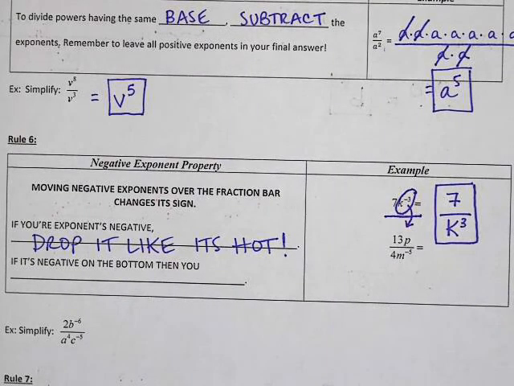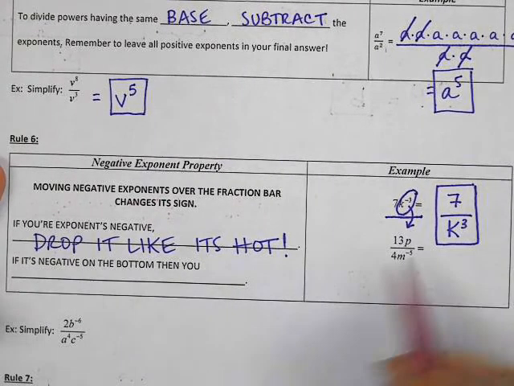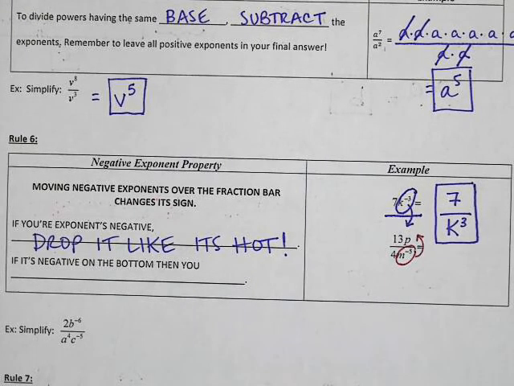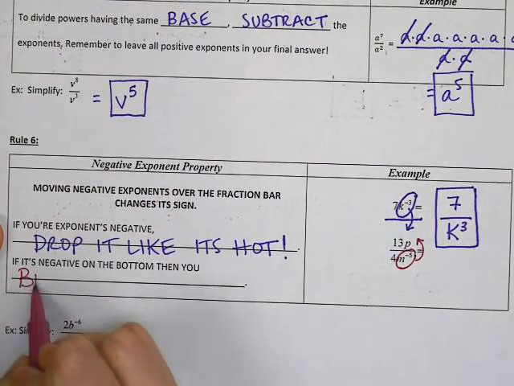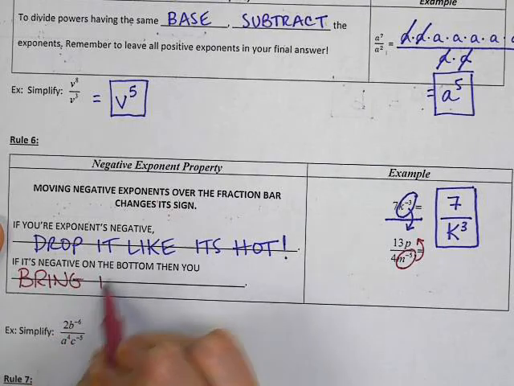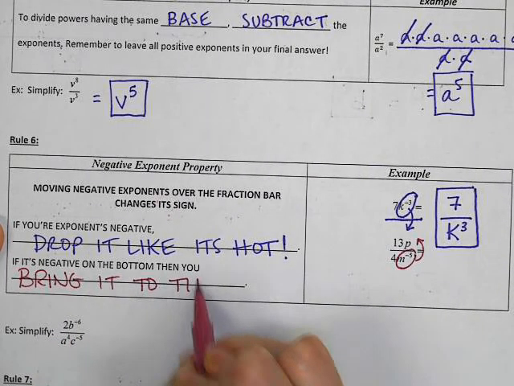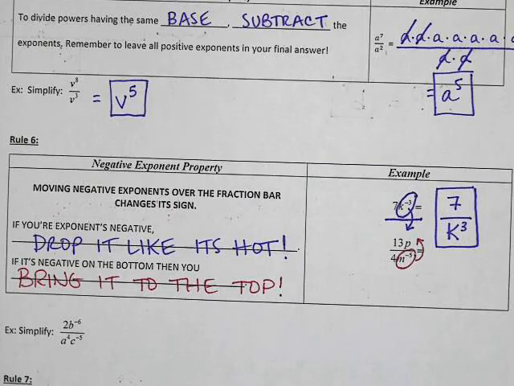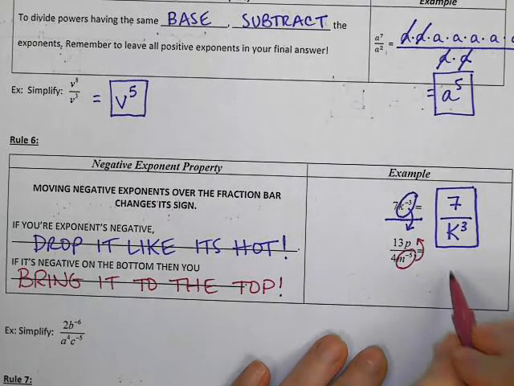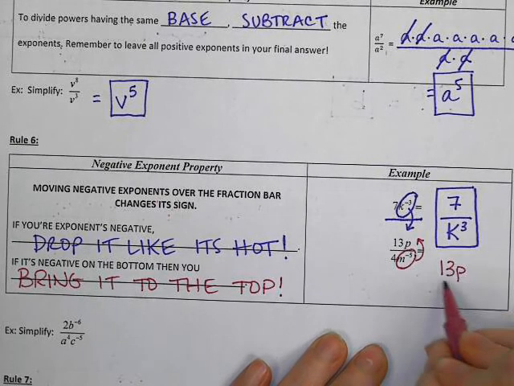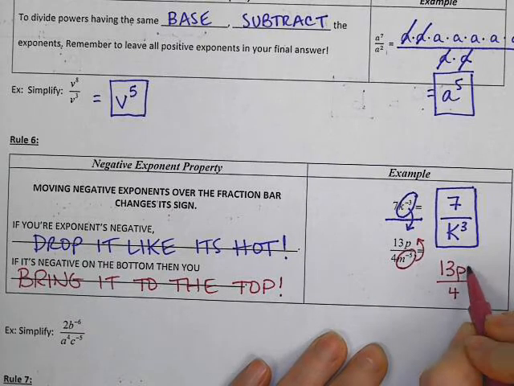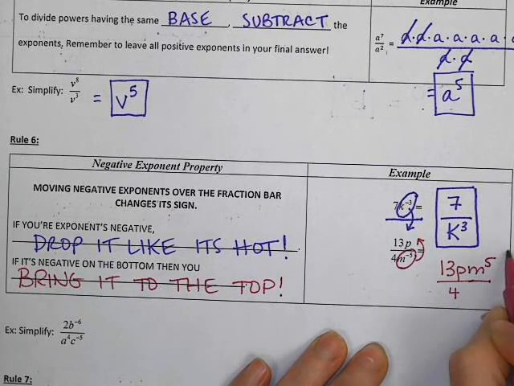Now the flip side of that, if it's negative on the bottom, then you bring it to the top. Okay, so in this one, everything stays put, 13p to the 4th, but the m to the 5th, we're going to bring it to the top, and when you move it, it becomes positive.